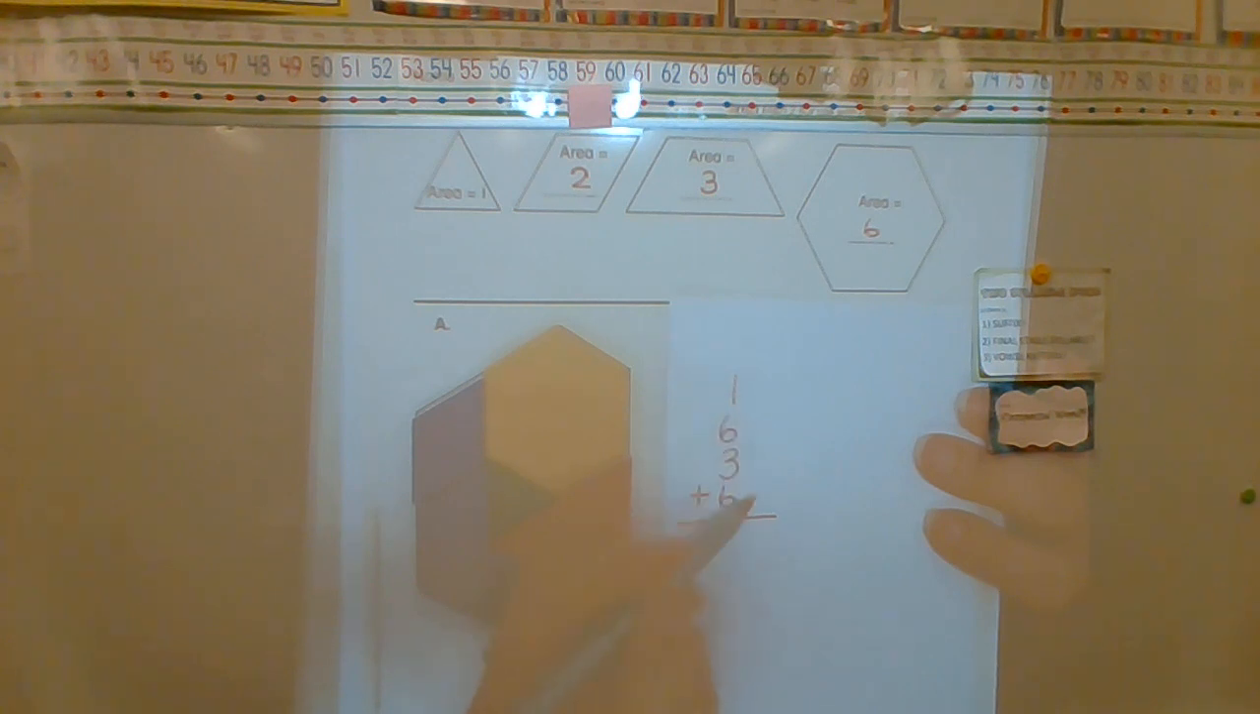Looking for groups of 10, that's a great strategy. What I'm seeing is, let's start just from the top. 1 plus 6 is 7. 7 plus 3 is 10. 10 plus 6 is 16. Okay, now I'm guessing some of you did not do the same cover as I did.